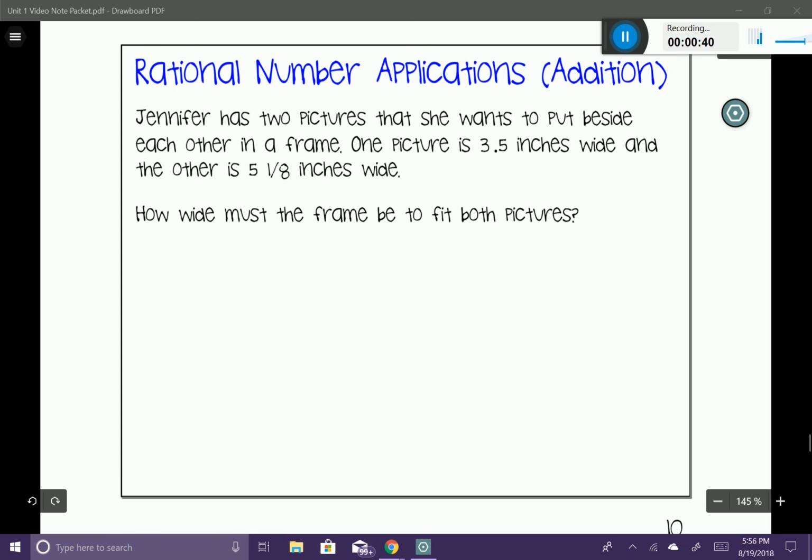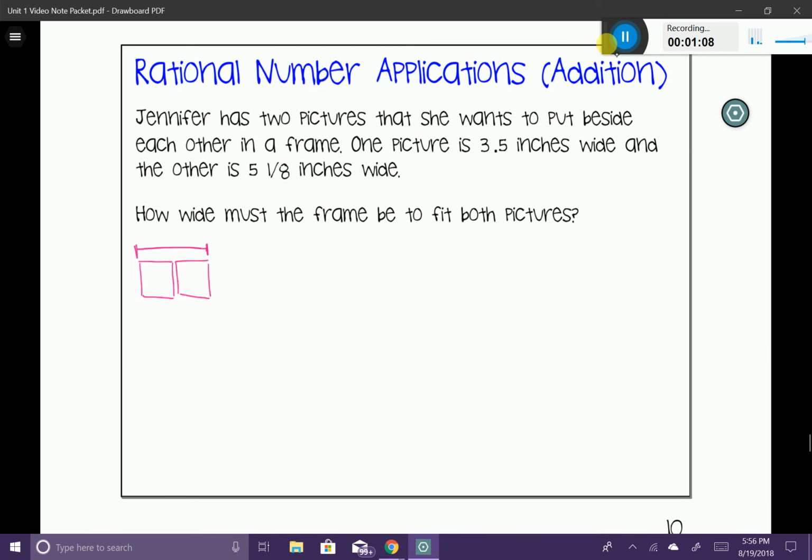If you just draw a little picture here, we're going to have two pictures that are going to be side by side. And we're trying to find how wide these pictures are going to be once you place them side by side next to each other. And that will indicate how big our frame needs to be. So that's why we're using the operation addition. So let's go ahead and look at our numbers first.